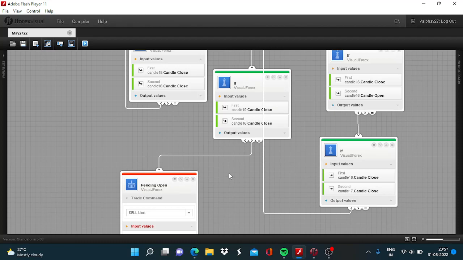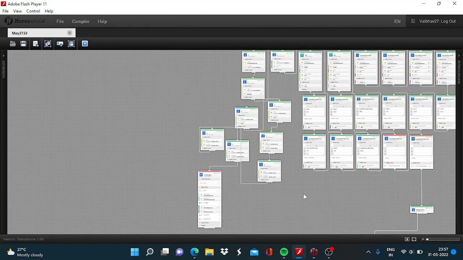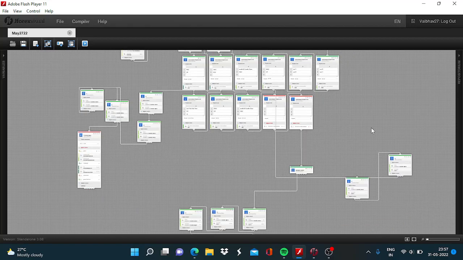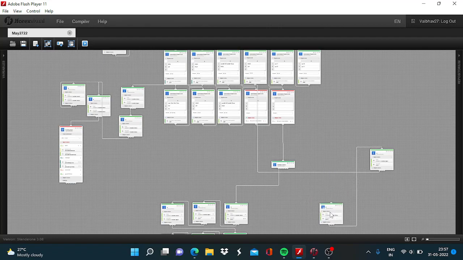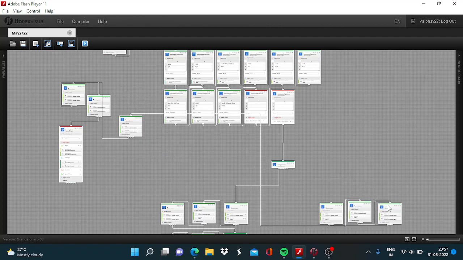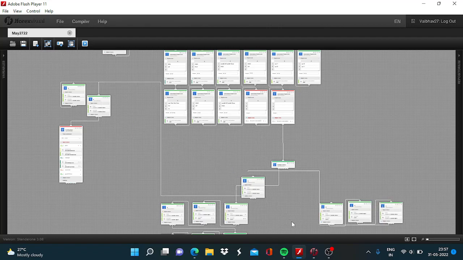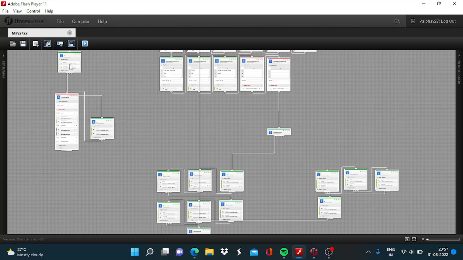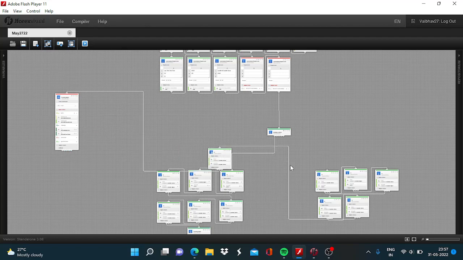Now let me arrange these blocks on the lower side, so it will become much easier to understand the flow. All right.